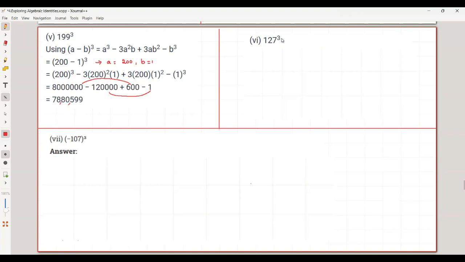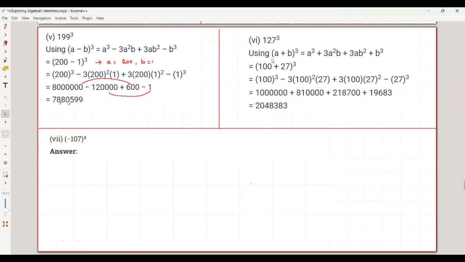Next, sixth one, 127 the whole cube. 127 the whole cube can be written as 100 plus 27 the whole cube. Okay, here we have used 100 plus 27 the whole cube. Or we can use 130 minus 3 the whole cube. This also can be used, right?